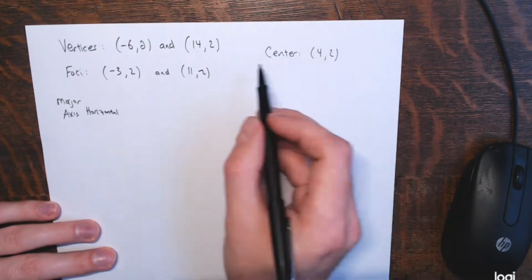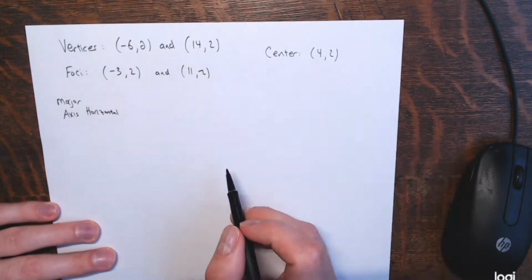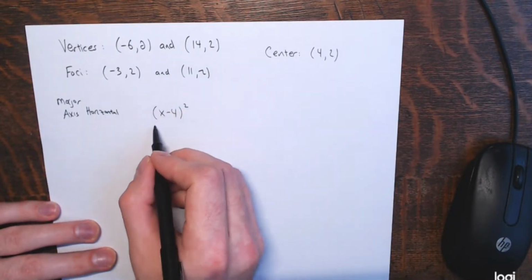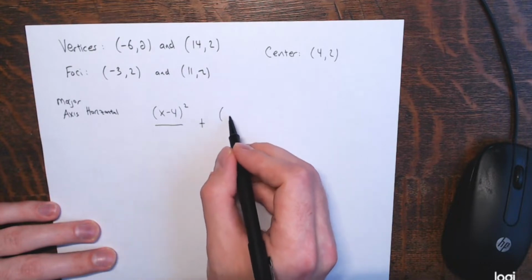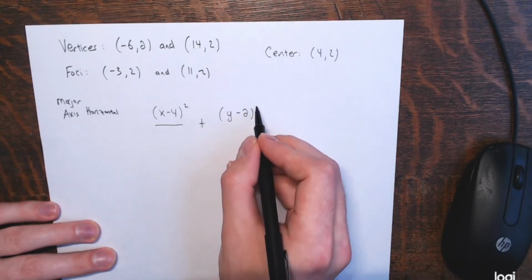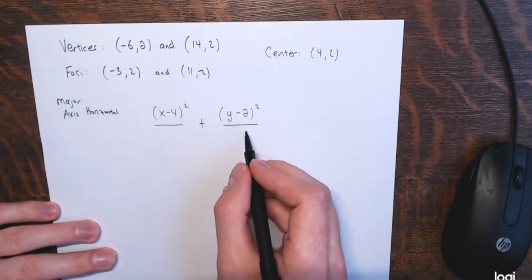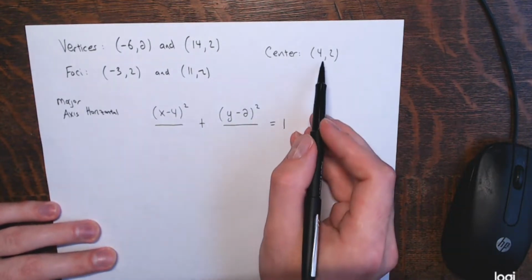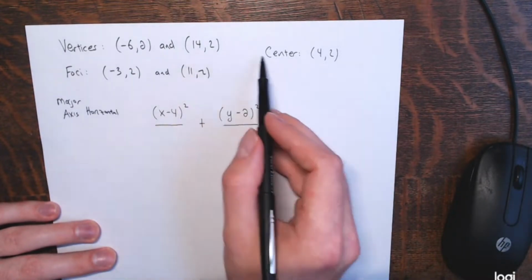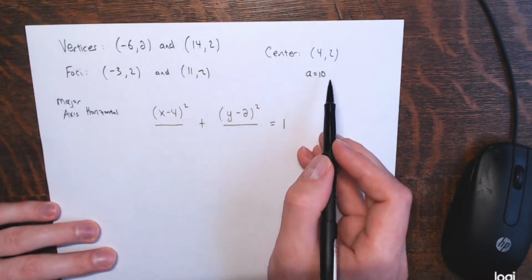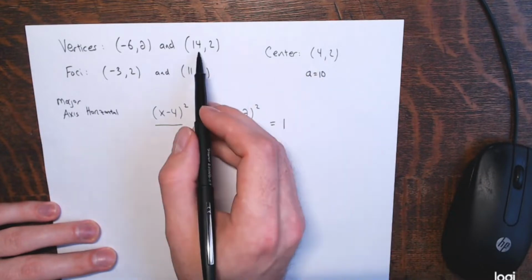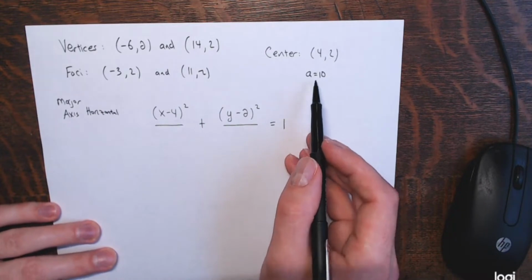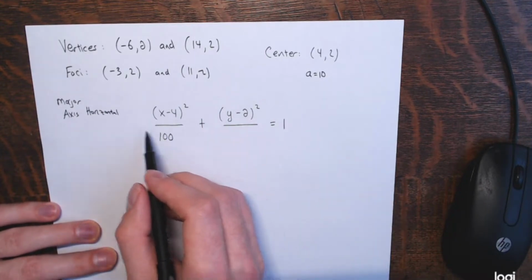Just the average of the x-coordinates, and then obviously the y-coordinate has to be 2. So we have x minus 4 squared over some number plus y minus 2 squared over some number equals 1. And the distance from this point to one of these points would be 10 units, so a equals 10. From 4, 2 to 14, 2, I'd have to add 10 to the x-coordinate. So a squared is 100, and that's going to go under the x term because the major axis is horizontal.